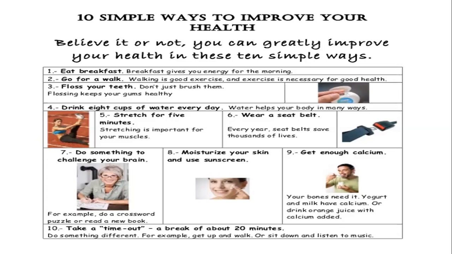Number six, wear a seatbelt. When you are driving, maybe you're reminded to wear your seatbelt, because maybe the police is there and they are going to give you a ticket, right? So you always ask the people who are with you in the car, please wear a seatbelt, okay? Every year, seatbelts save thousands of lives, so it's important. Number seven, do something to challenge your brain. When we're getting a little bit older, our doctor says, do something to challenge your brain. For example, do a crossword puzzle or read a new book.